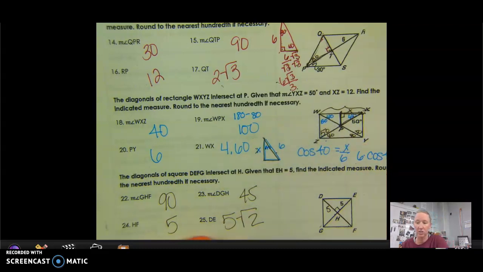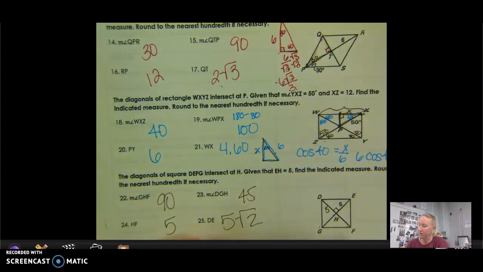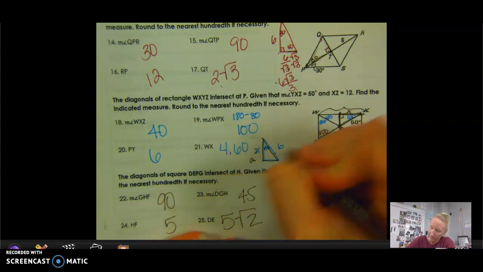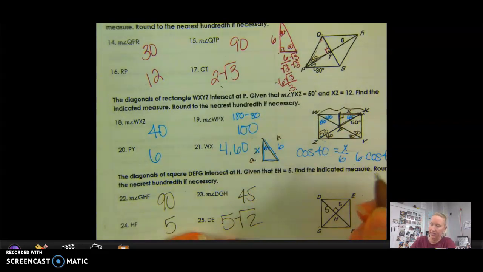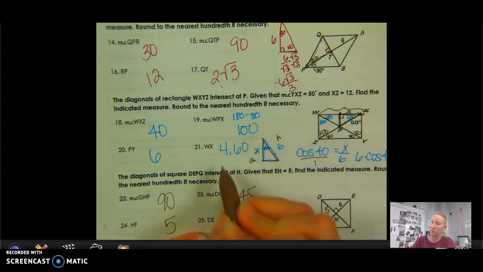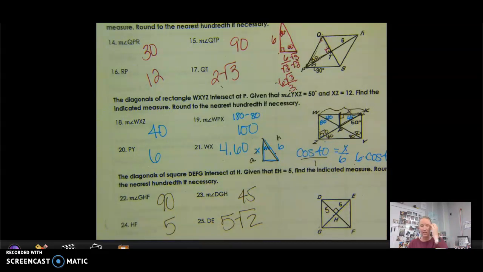So this is where I need to use my SOHCAHTOA. So this is the angle measure. X is adjacent, so that's an A. And 6 is hypotenuse. The one that uses A and H is cosine. So I do cosine of 40 is equal to adjacent over hypotenuse, X over 6, so I cross multiply. I get 6 times the cosine of 40, and when I round correctly, it is 4.60.